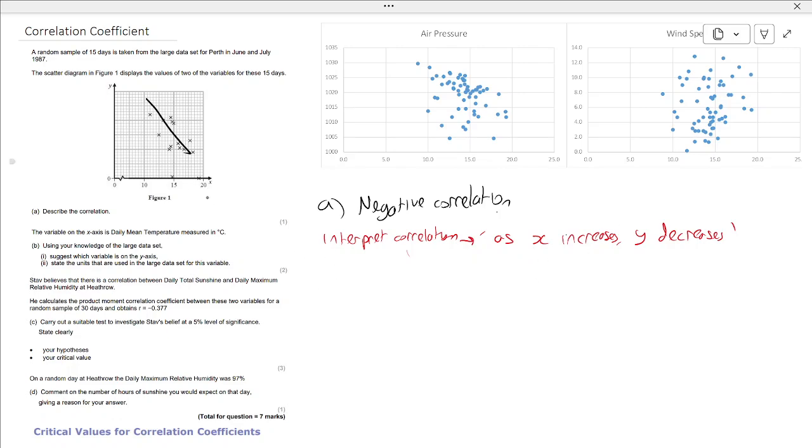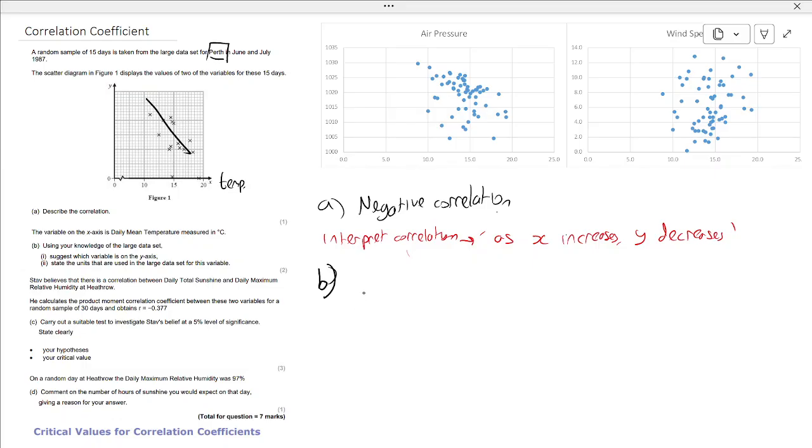Okay, it tells us the x-axis is temperature. Using your knowledge of the large data set, suggest a variable on the y-axis and state the units that are used. And I had quite a long look into this question and discovered that I really don't like it. This is one of those where you are going to need to know a little bit of large data set. You can use a good process of elimination because this is for an overseas location first. So if you know the large data set, the overseas locations, there's actually very few variables actually recorded.